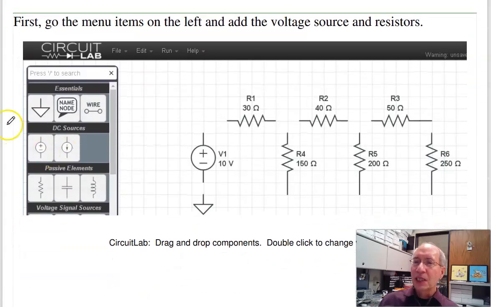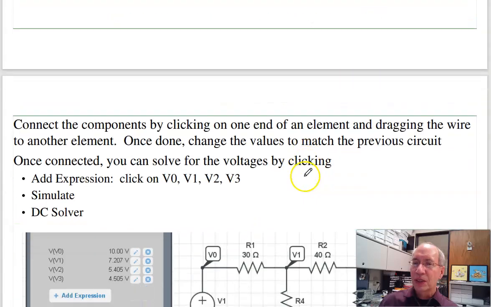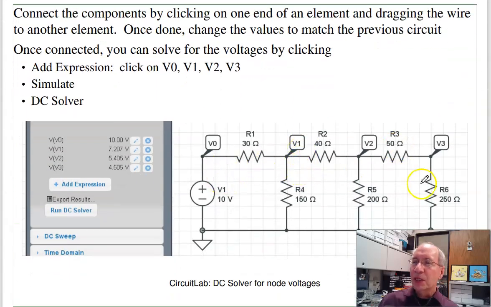Take the circuit, input it in Circuit Lab, just like we did last week. Drag and drop the voltage source, the resistors, double click to change the value. Connect up all the components, put the labels on the voltage nodes, then find out what's the voltage at V0, 1, 2, and 3, doing a DC analysis, and I get the same answer that I calculated in Matlab. Again, you should get the same answer.